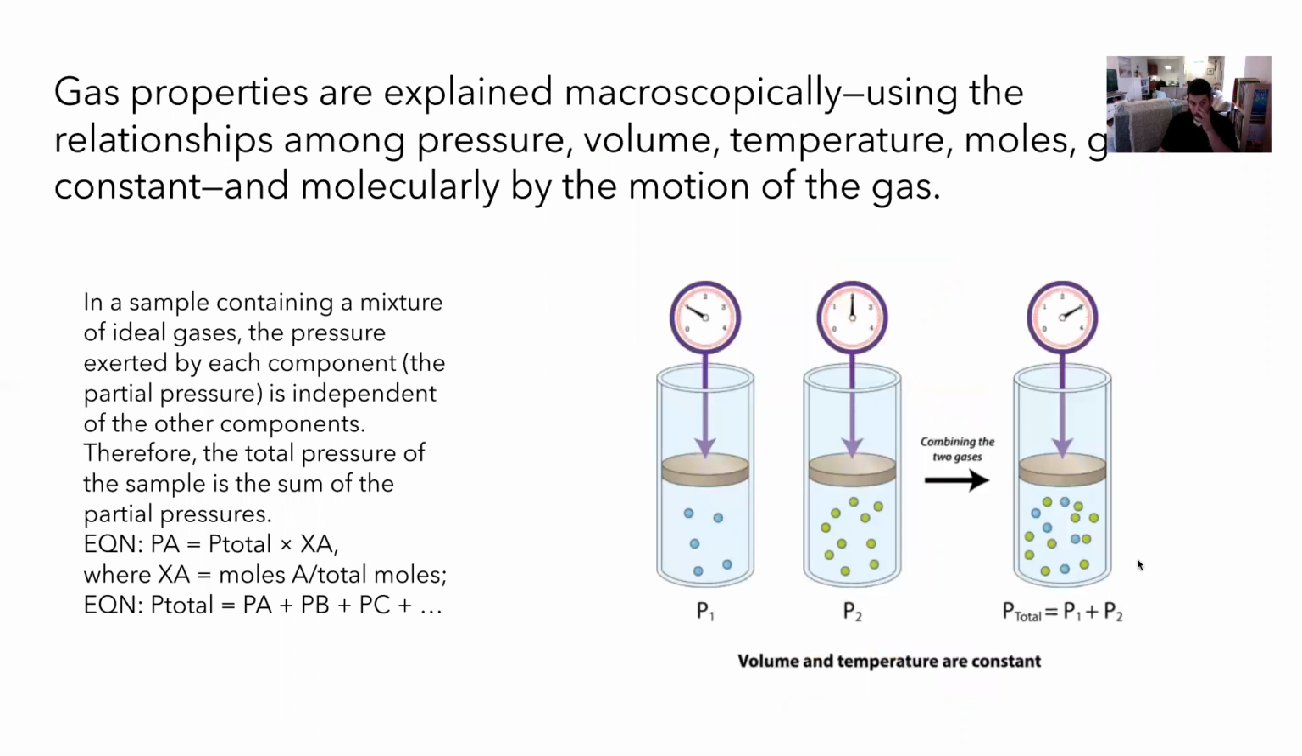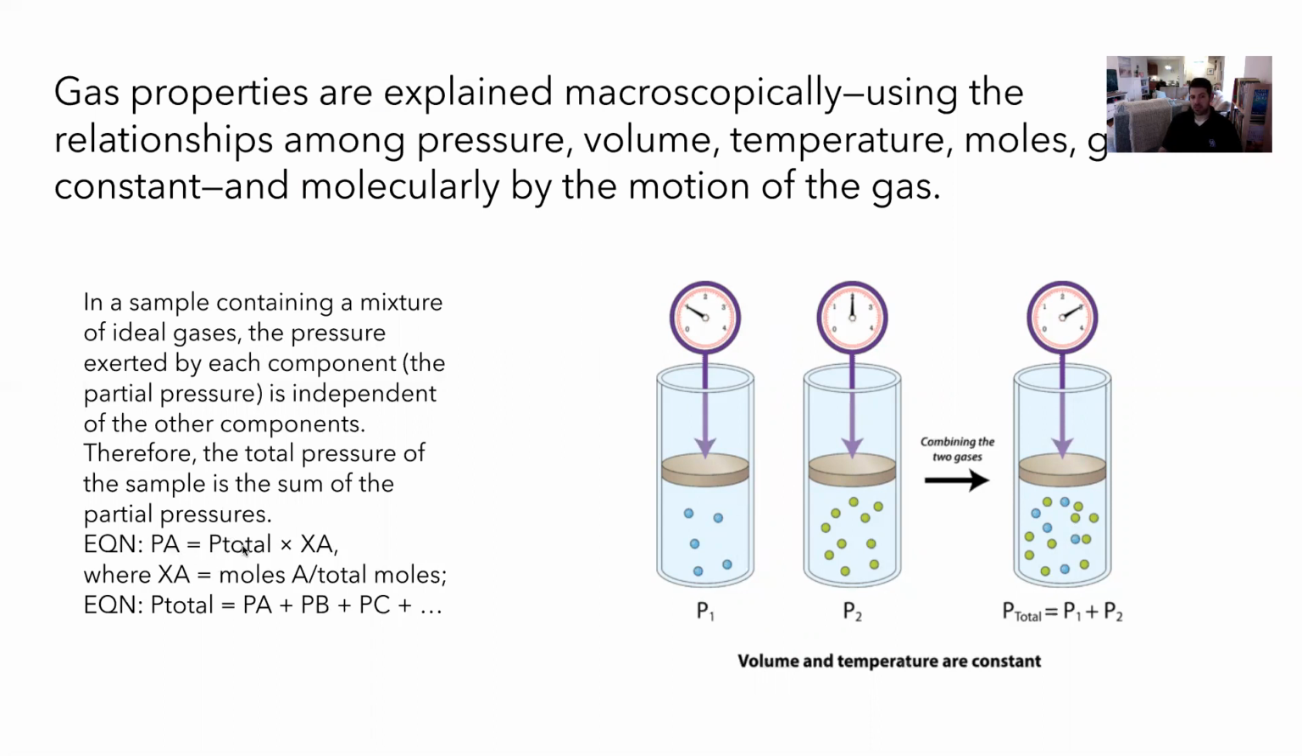All right, now another important equation that we need to have for the gases. In a sample containing a mixture of ideal gases, the pressure exerted by each component is independent of the others. That is Dalton's law of partial pressures. So if we have two gases and we combine them, their pressures will add up. They are not going to interact with each other, so we're going to have more collisions with the walls. We're going to get a greater pressure. So we can do that.